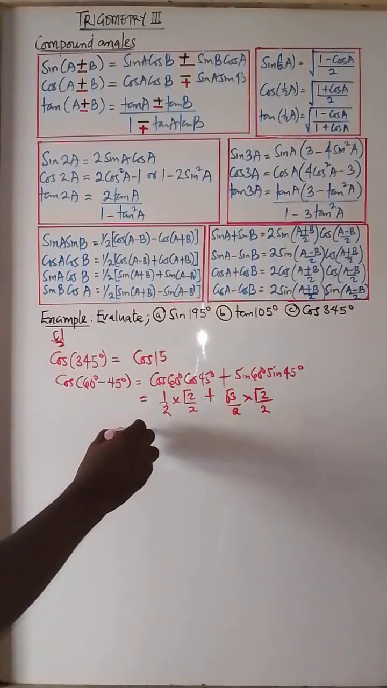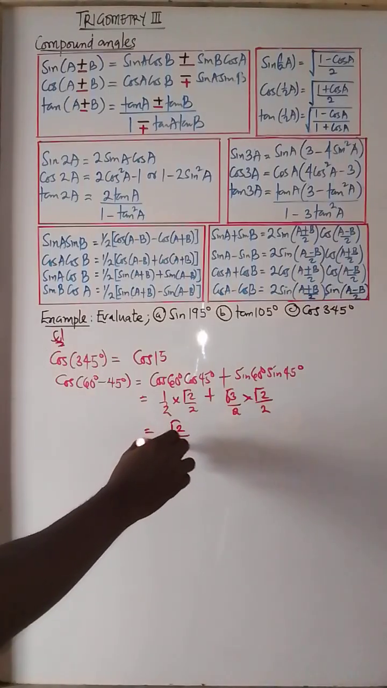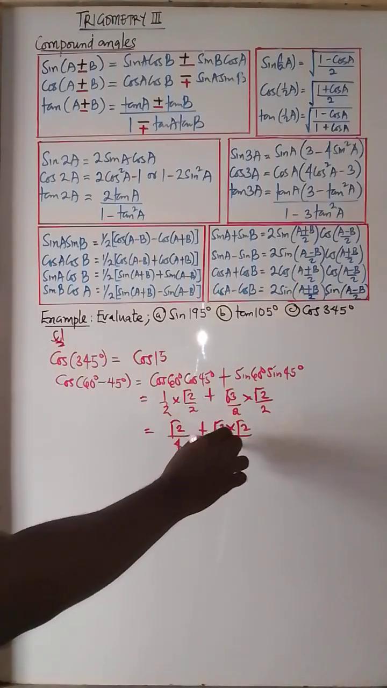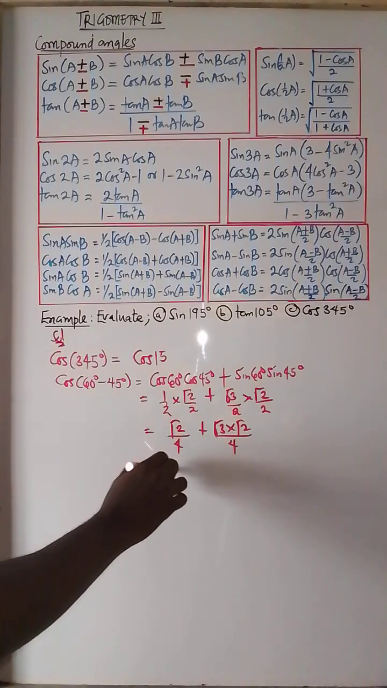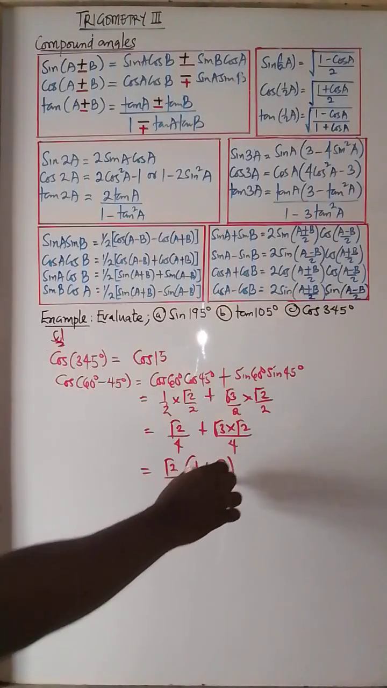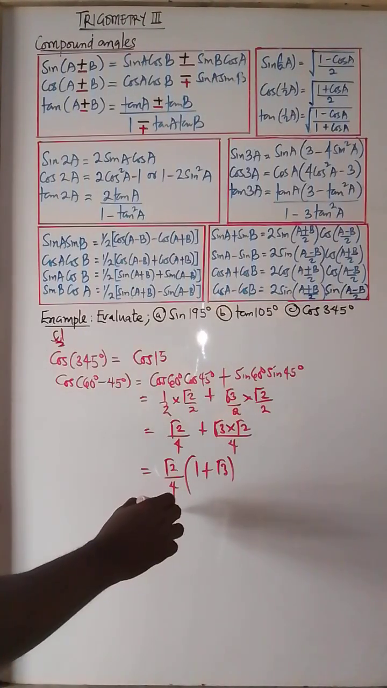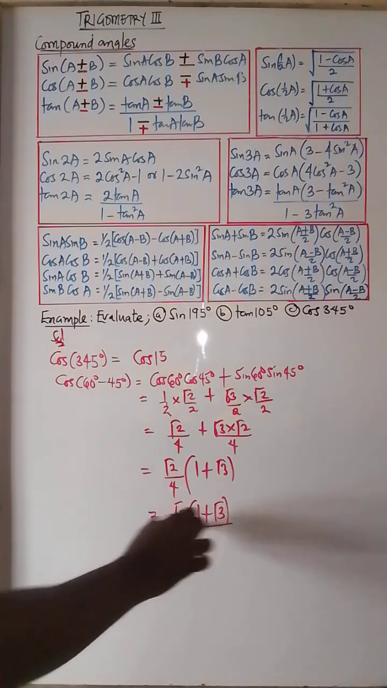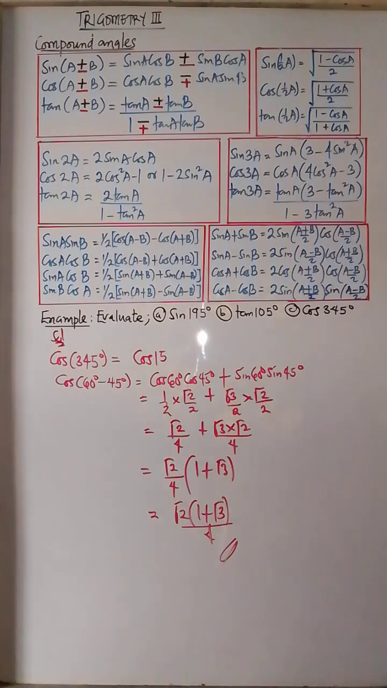So from here, something is common. This is root 2 over 4 plus root 3 times root 2 over 4. So if we factorize root 2 over 4, we are left with 1 plus root 3. So the final is written as root 2 multiplied by 1 plus root 3, all over 4. That's the answer for cos 345 in short form.